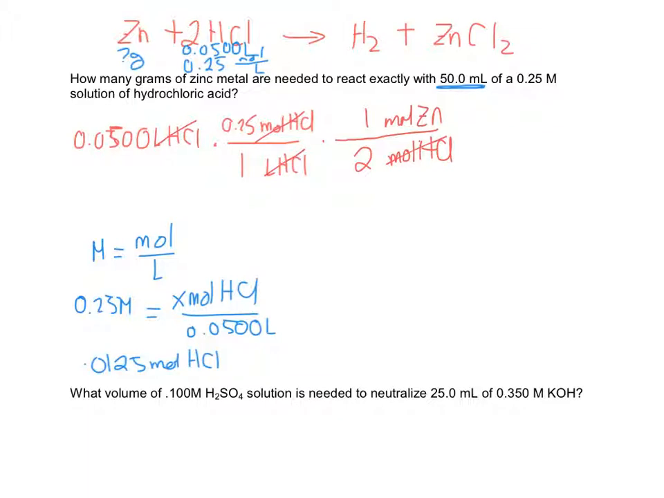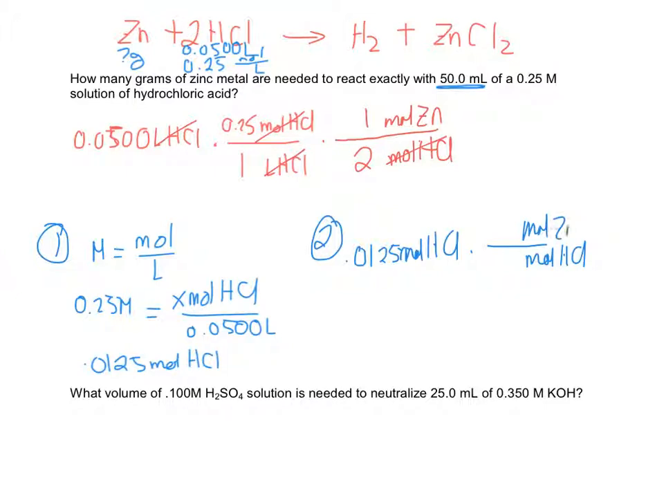If you chose to do it this way, that would be your first step, finding moles of HCl. Your second step would be going from moles of HCl, so 0.0125 moles of HCl. So basically the same step that we did above. Moles of HCl on the bottom, moles of zinc on top, and so 1 to 2. And so that gives you 0.00625 moles of zinc.